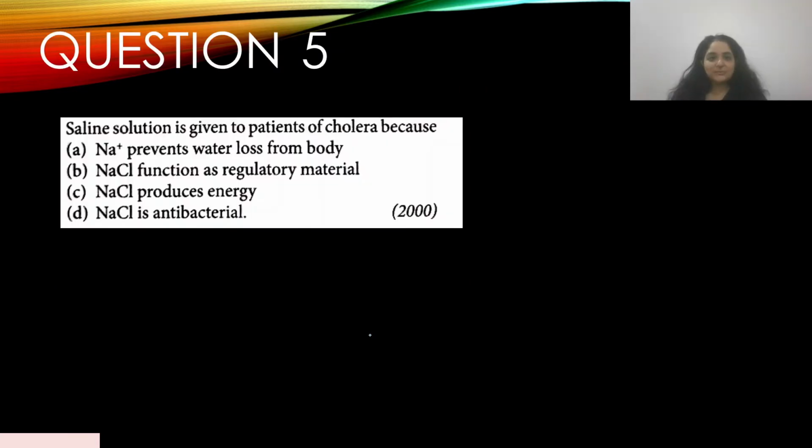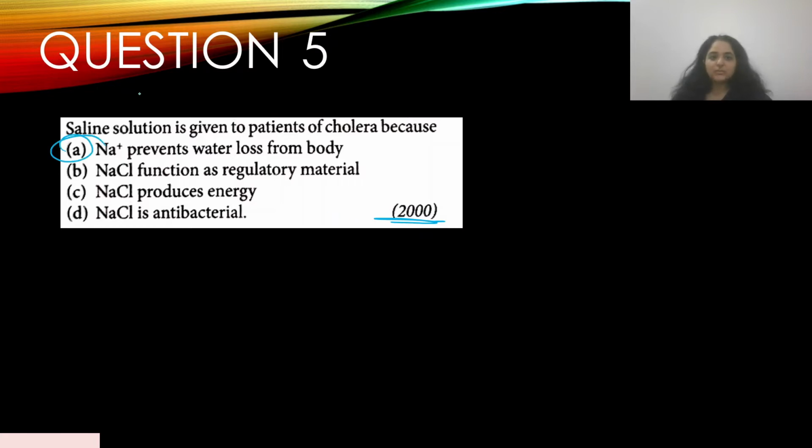Okay, so question number 5. Saline solution is given to patients of cholera because, and this appeared in the year 2000, and you have your options. A. Sodium prevents water loss from body. B. Sodium chloride functions as regulatory material. C. Sodium chloride produces energy. D. Sodium chloride is antibacterial. Okay, so saline solution is given to patients of cholera because sodium prevents water loss from body.